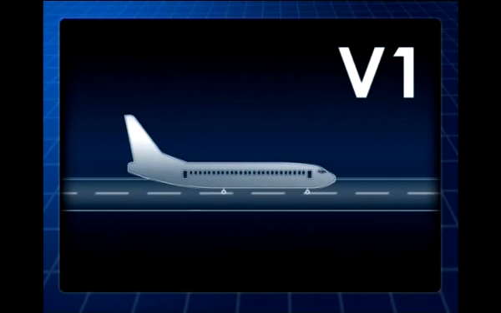V1 is the decision speed below which a crew can decide whether to continue the takeoff or abort it. Before V1, the aircraft can still be stopped on the runway safely, whereas beyond this speed, the only option is to take off, as the plane couldn't be stopped on the remaining runway.